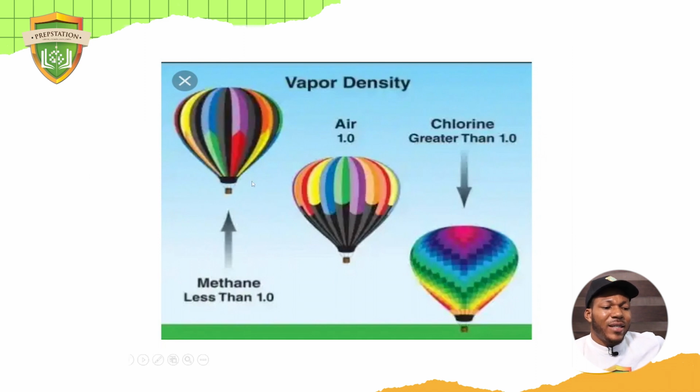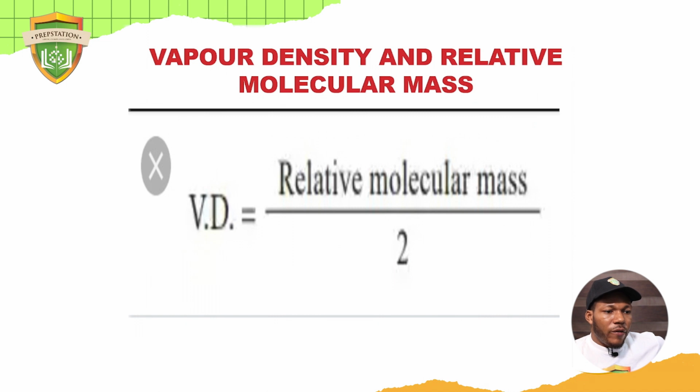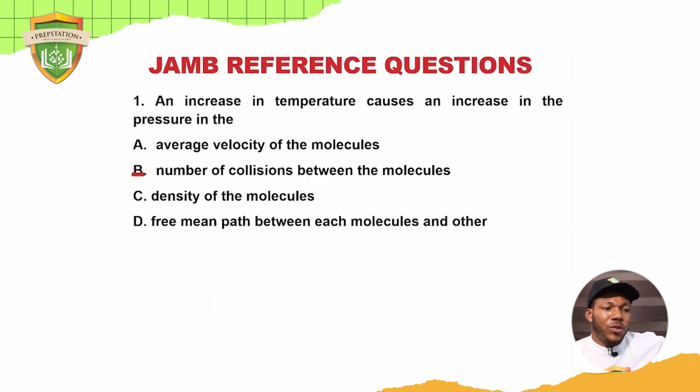But methane here is less than 1. You can see methane is floating because it is less dense than air. All right. So, how do you solve it? Relative molecular mass over 2 gives us the formula for vapor density. Now let's look at some few questions regarding this law.